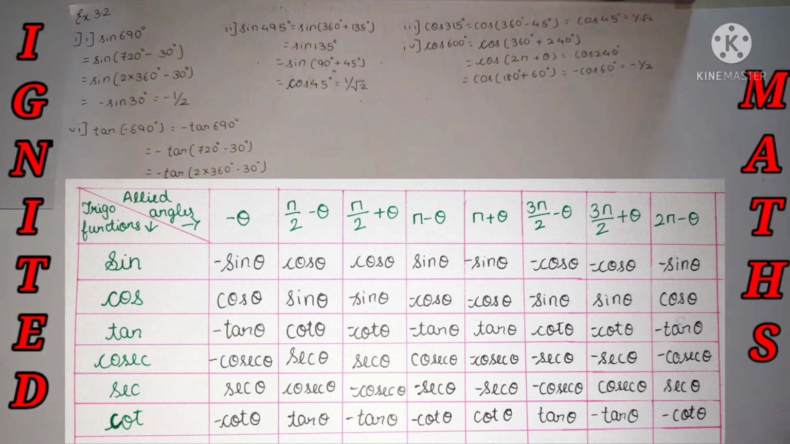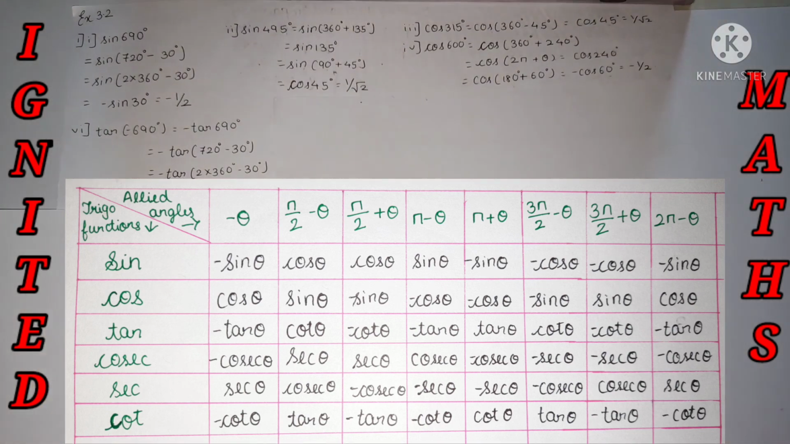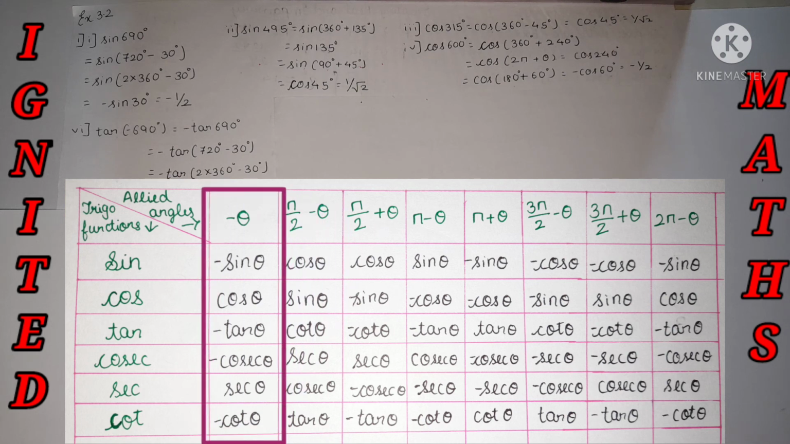The sixth question. So tan of minus 690 degree. It's nothing but a trigonometric function of the negative angles. On the first column I have mentioned the trigonometric functions of the negative angles, so we can even go through it. In that way also it's absolutely alright.